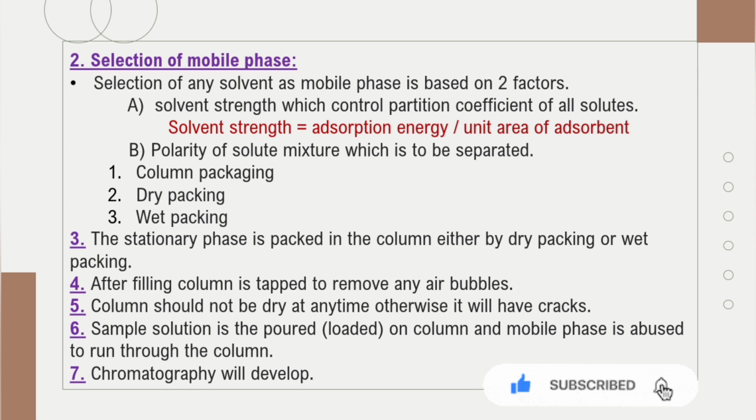Gas solid chromatography is a type of adsorption chromatography where gas is used as the mobile phase. In these, three methods are used: column packing and working, dry packing and wet packing.